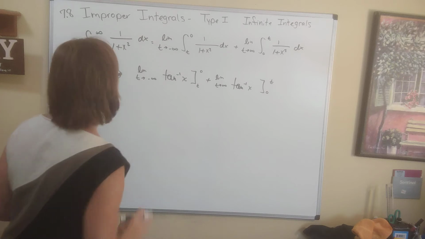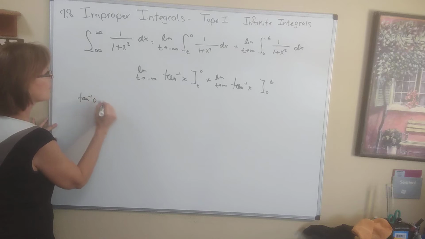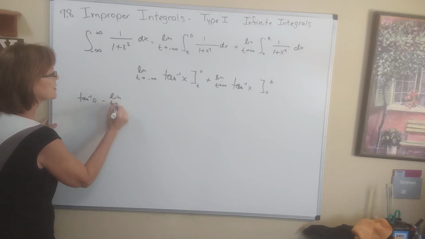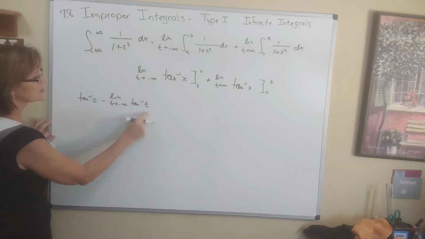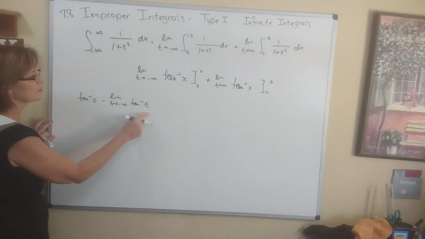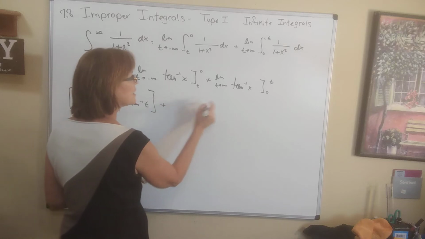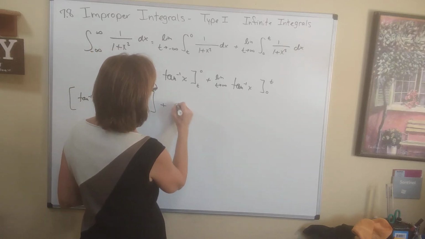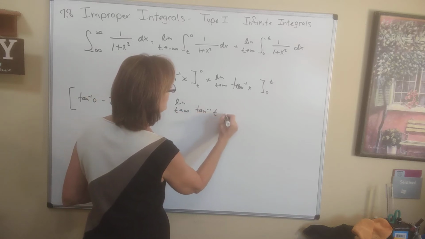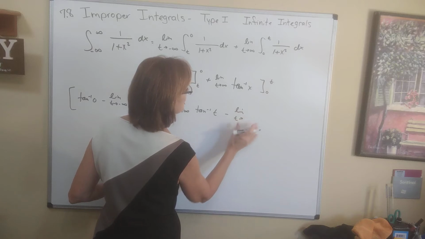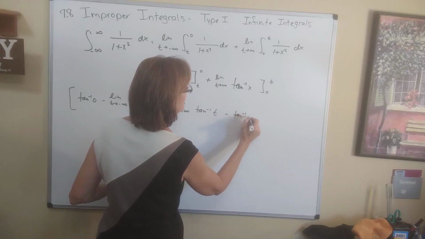So let's just look at these carefully. The tangent inverse of 0 minus the limit as t goes to negative infinity of the tangent inverse of t. I only need the limit on this part because it only applies where the t is. Okay. This is the first limit we're looking at. And then over here we have the limit as t goes to infinity of the tangent inverse of t minus, we don't need the limit on the 0 part, sorry, minus the tangent inverse of 0.